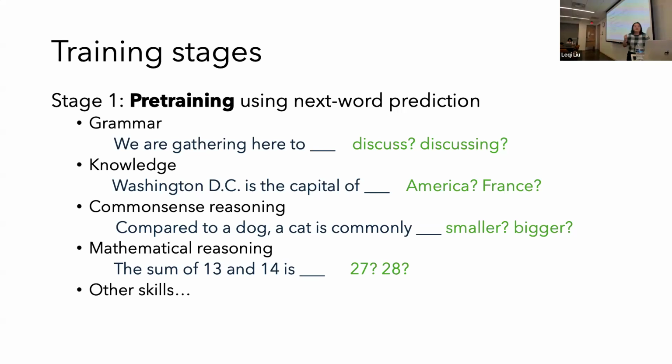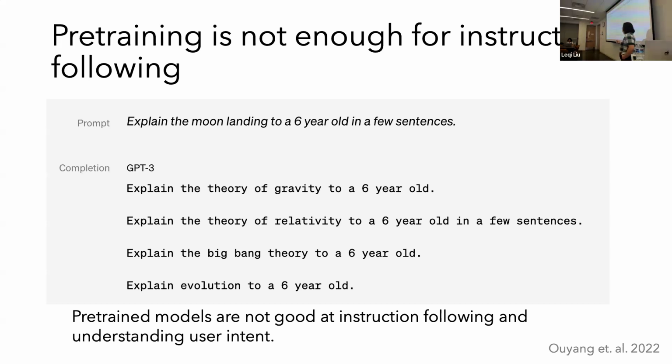In the second example, Washington, DC is the capital of America or France. By putting higher probability on America than on France conditioned on the prior sequence, the model is learning something about factual knowledge. Third example, compared to a dog, a cat is commonly bigger or smaller. If it predicts smaller, then the model, in some sense, gets some common sense while learning to predict the next token. And lastly, the sum of 13 and 14 is 27 or 28. By predicting a probability of 27 close to 1, the model is able to learn some mathematical skills. In general, next token prediction is a very powerful and easy approach to teach models to obtain multiple skills. But next token prediction is not enough.